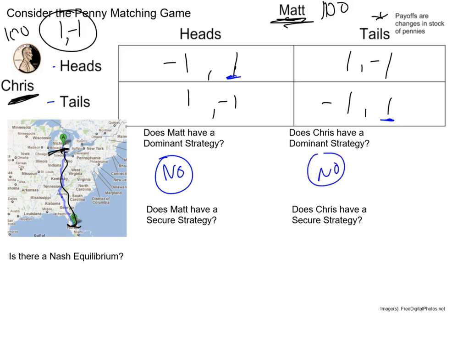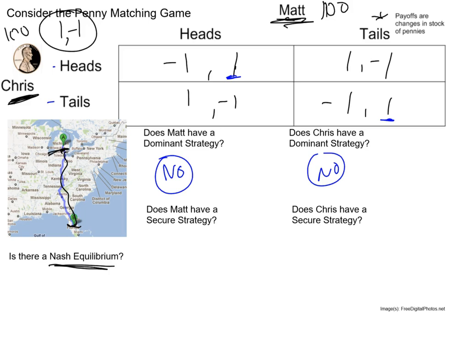Do Matt and Chris have dominant secure strategies? Sure they do, because you always have a secure strategy. But again, this is one where the worst thing that could happen to Matt of doing tails is -1 or heads is -1. So it's a weak secure strategy of heads or tails. That's not very interesting. But I want to think about the Nash equilibrium.